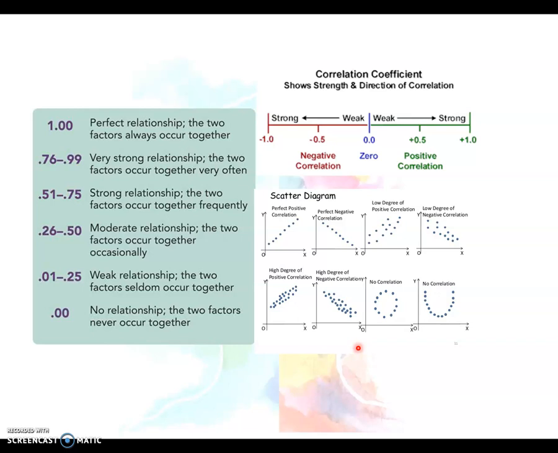So if you guys look, the closer you are to 0 shows no relationship. The closer you are to 1, it's a perfect relationship. The two factors always occur together. And that could be either a positive or a negative correlation. So if we look at some diagrams right here, we have a perfect positive going up, perfect negative, low degrees of positive and negative, high degrees of positive and negative, no correlation, and no correlation.